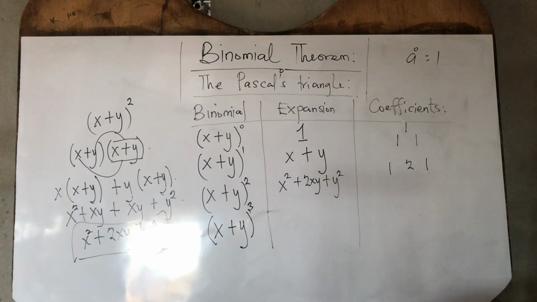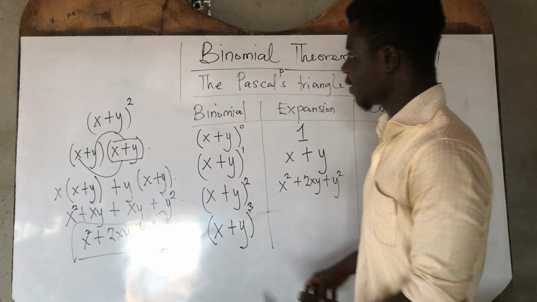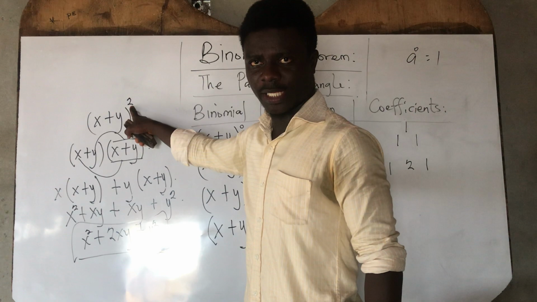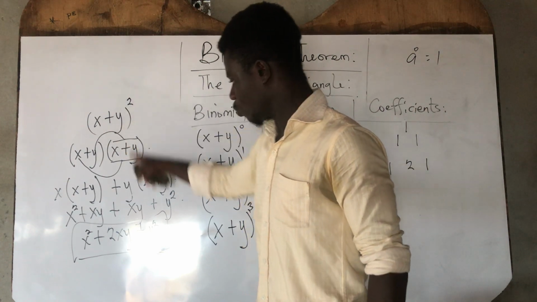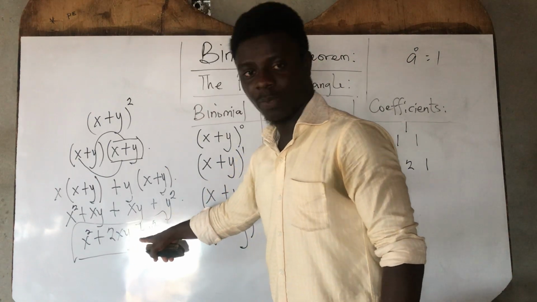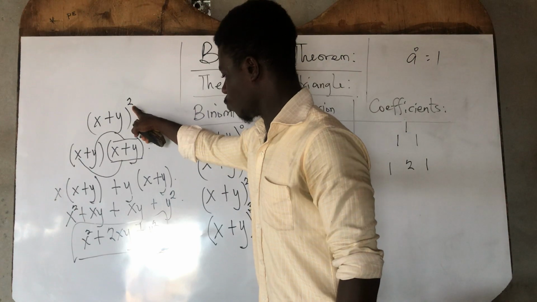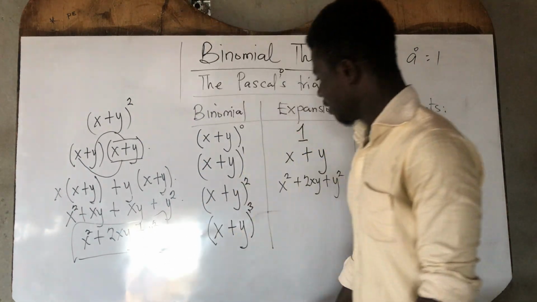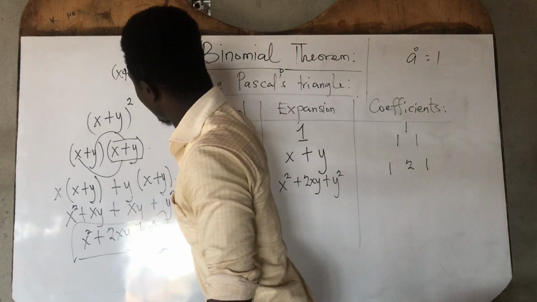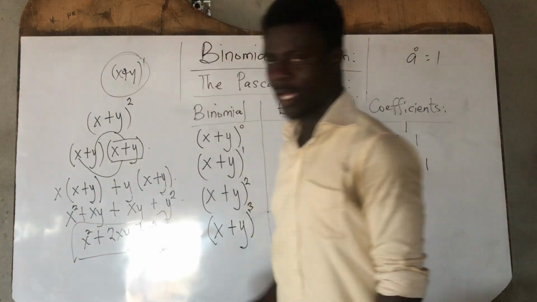How can we expand this, x plus y to the power 3? Now, if you want to expand this, unless we know what x plus y to the power 2 is. Do you understand that? X plus y to the power 2 has the expansion x squared plus 2xy plus y squared. So if we know that expansion, it's left with x plus y to the power of 1.